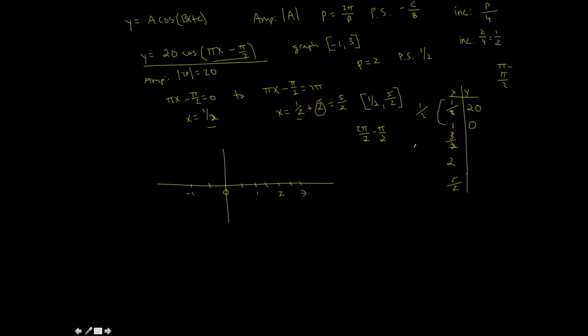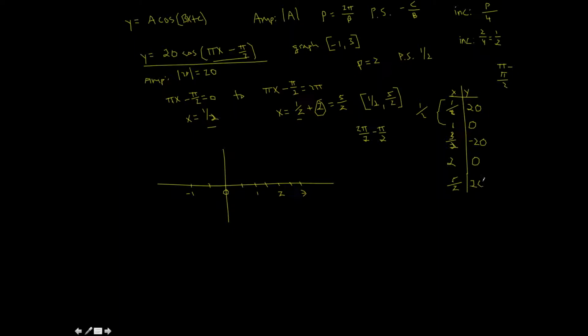Take 3 over 2, plug it back in. Guess what that's going to give you? If you know what a cosine graph looks like, that's going to give you negative 20. What is 2 going to give you? If you know what a cosine graph looks like, you know that's going to give you 0. What's 5 over 2 going to give you? Again, if you know what a cosine graph looks like, you know that's going to give you 20.